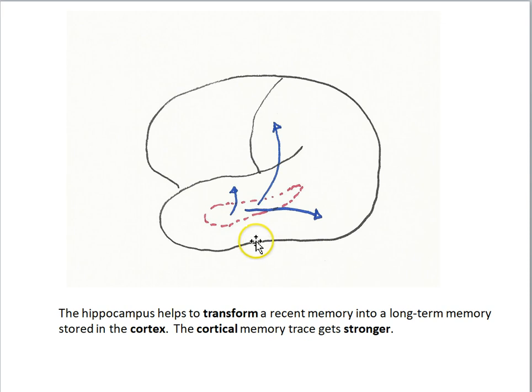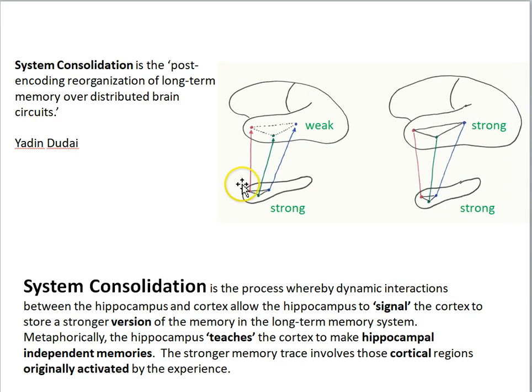Now let's move on to the next set of events. The idea here is the hippocampus helps to transform a recent memory into a long-term memory stored in the cortex. The cortical memory trace gets stronger. So the hippocampus will be in communication with the cortex in the very same regions of cortex that were processing the original event. And so we'll give this a name.